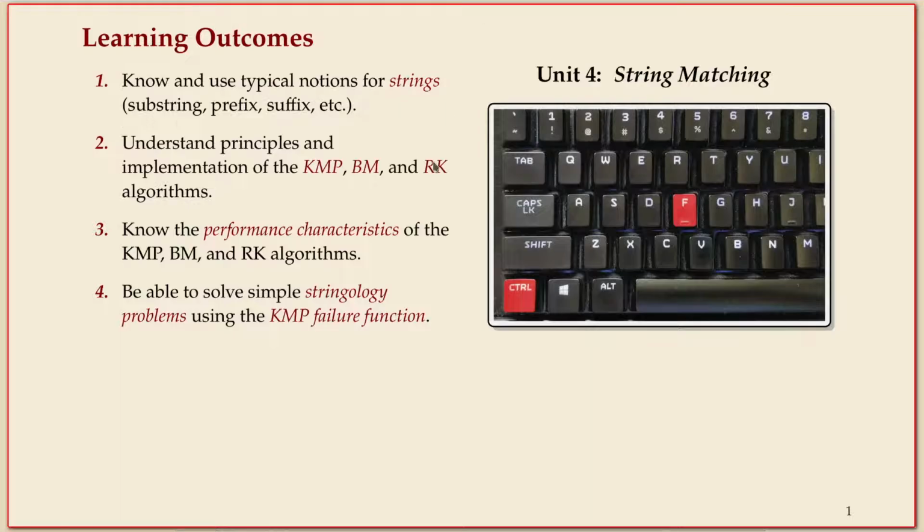The learning outcomes for this unit are know some basics about strings. If you haven't seen this before, it's just something ubiquitous in all of programming computer science. There's a few concrete algorithms we'll look at, the Knuth-Morris-Pratt, Boyer-Moore, and Rabin-Karp algorithms. That's what these abbreviations stand for. And as always, like for the sorting unit, I want you to not just be able to execute the algorithms, but understand when they are good and when they're not so good.